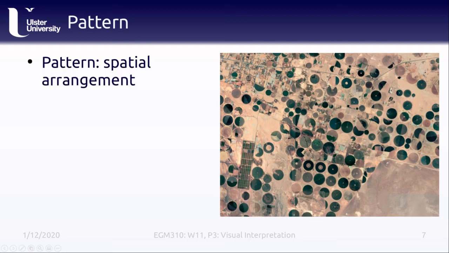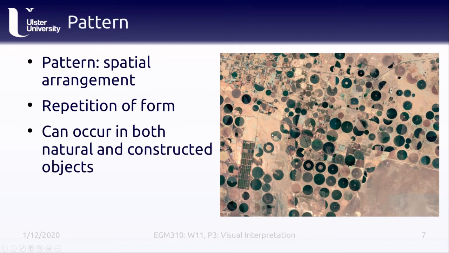It refers to the spatial arrangement of objects in an image. Very often, it means a repetition of form, such as the repeating circular objects that we can see here, or the repeated regular rectangles that we see over here. Patterns can come from both natural and constructed objects. We might have to use other clues to help us out. Given the surrounding area, which looks to be mostly free of vegetation, we might conclude that these are in fact constructed. These are agricultural fields within some sort of perhaps arid environment.